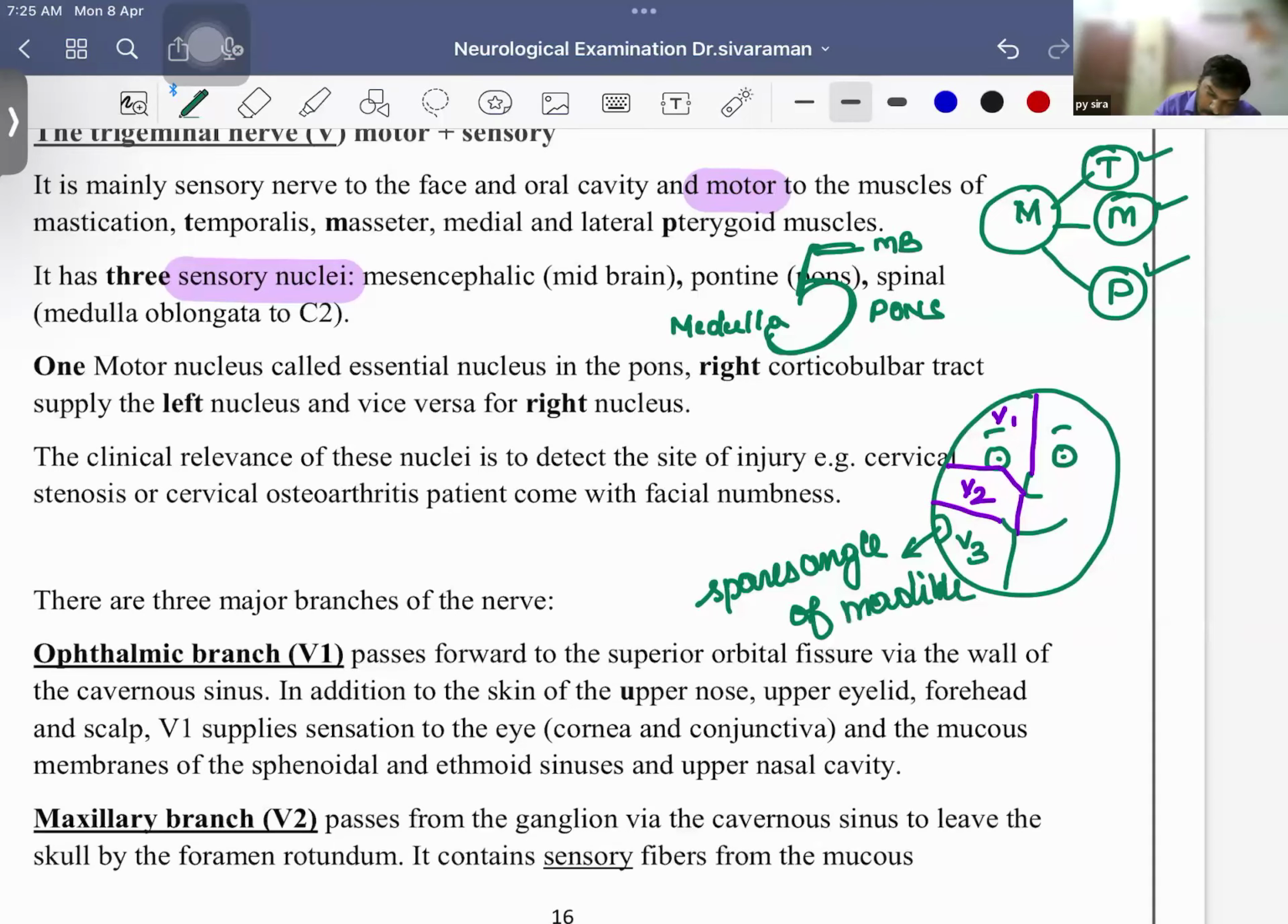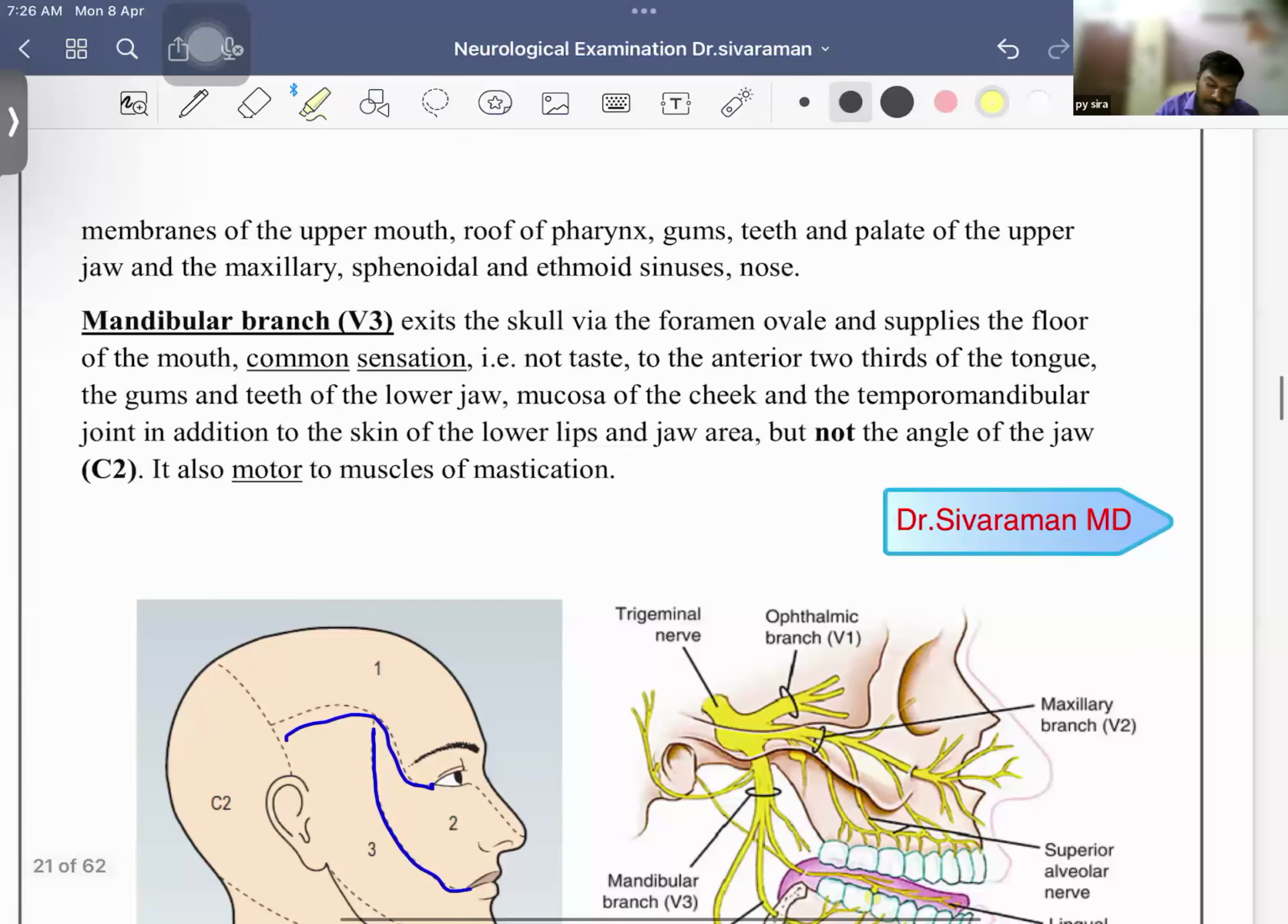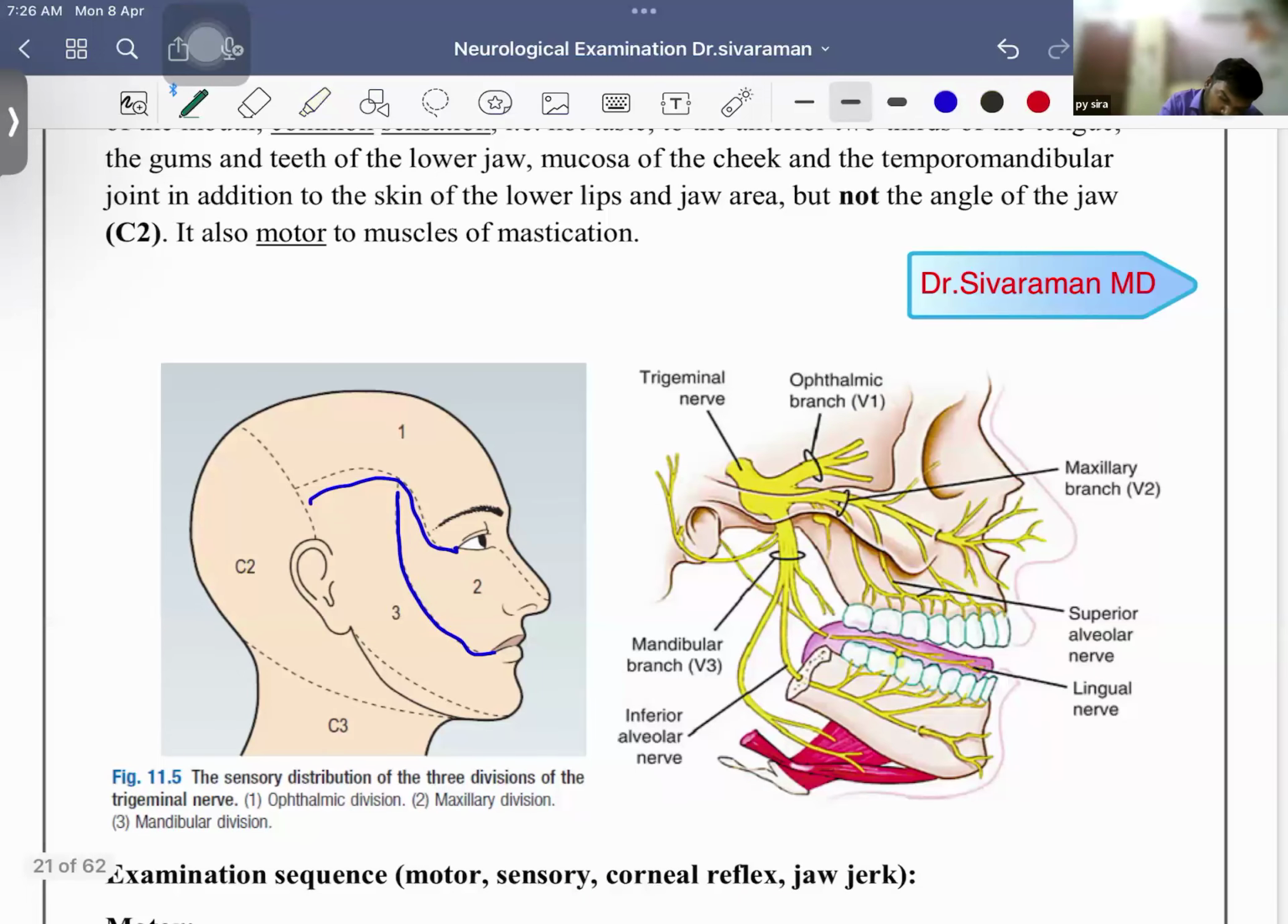So this is going to be the V1 segment, this is the V2 segment, and this is the V3 segment, and it spares this part. That is very important. Since it supplies all these parts, you are going to check for touch, temperature, and pain in all these areas.